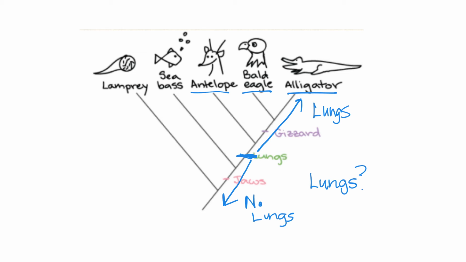Okay? And so what if I want to know which species do not have gizzards? So we need to remember that time increases in this direction, right? So which species do not have gizzards? Well, gizzards appeared here, so that means that any species that appeared before the appearance of the gizzard would not have gizzards. And so that would be the lamprey, the sea bass, and the antelope, right? These 2, the bald eagle and the alligator, would be the only ones with gizzards. Okay, so that's kind of how you interpret a cladogram.